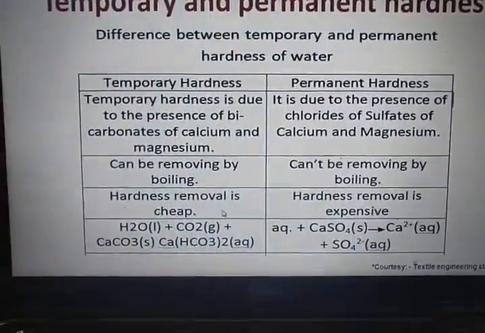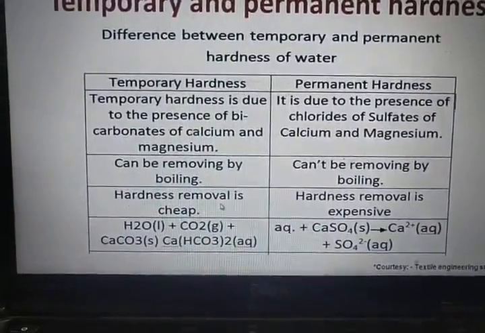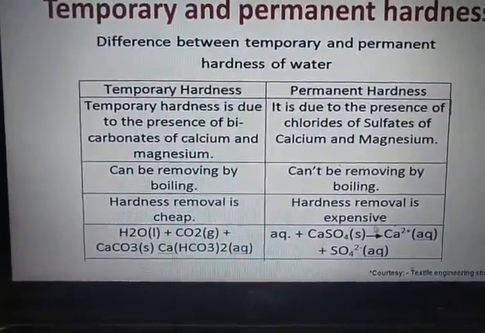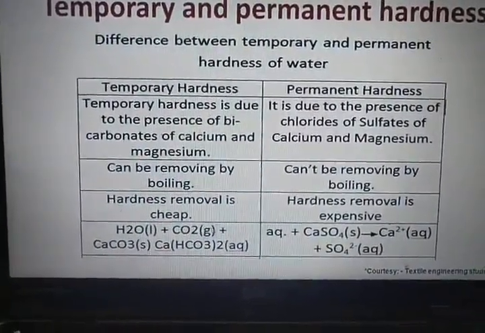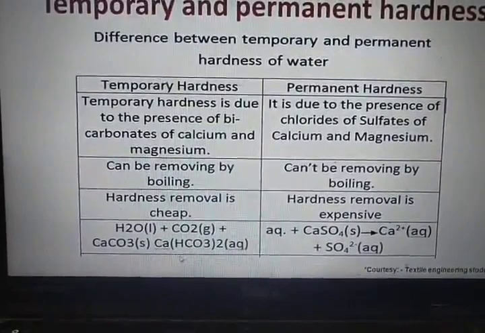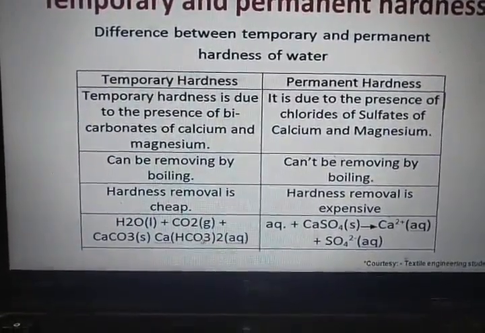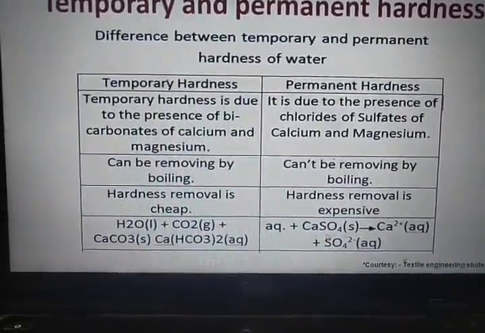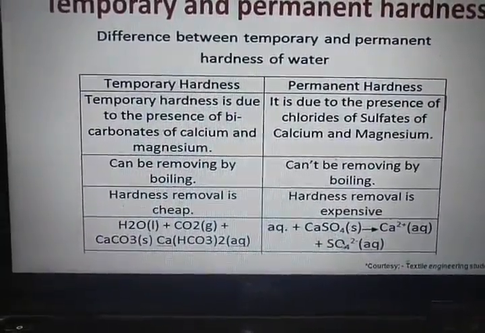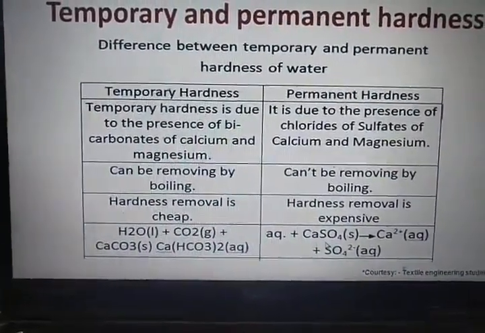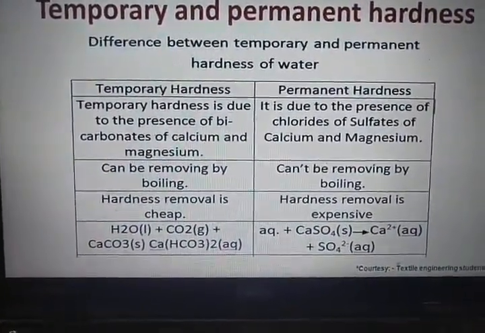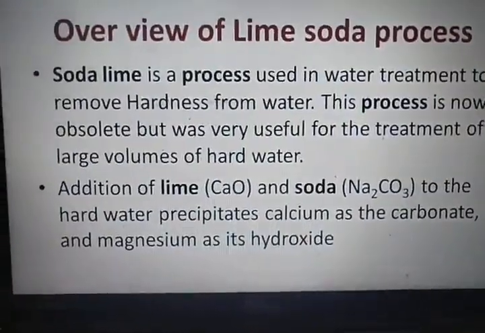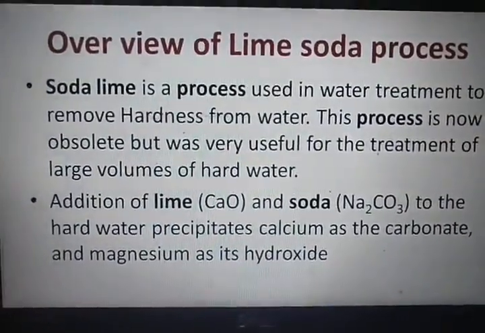In this case, hardness removal is cheap because we just boil the water. Here it is expensive because we use different processes. You can see that upon removal, temporary hardness will yield the precipitate as calcium carbonate. Here in this case, it will lead to the formation of calcium sulfate, if the hardness causing ion is the sulfate ion, that is calcium sulfate. Next you have the hardness removal process.